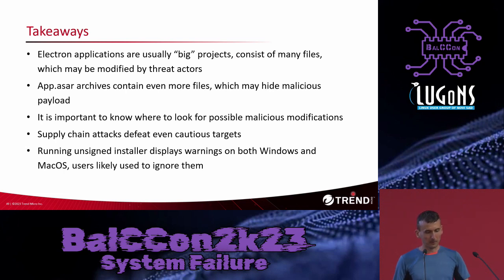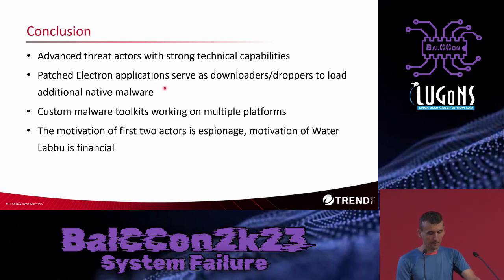So when you see it for the first time and try to reverse engineer it, you don't know where to start because there are hundreds of files. In these cases, we noticed that threat actors abused some of these applications to deliver additional malware. I would say that the threat actors, all three of them, have quite strong technical capabilities. They patch the Electron applications, and these Electron applications usually serve as downloaders or droppers of additional malware.